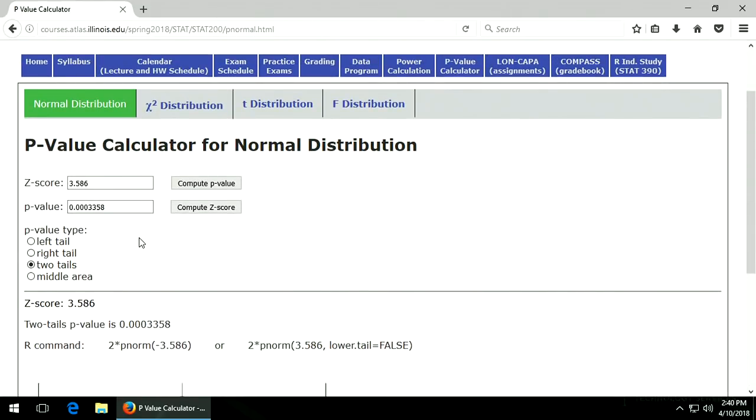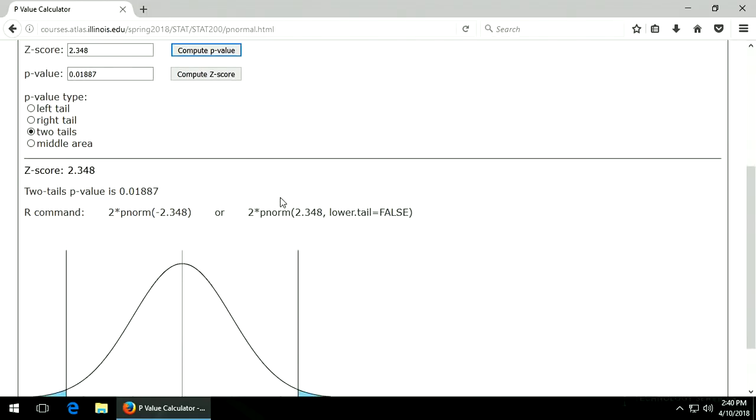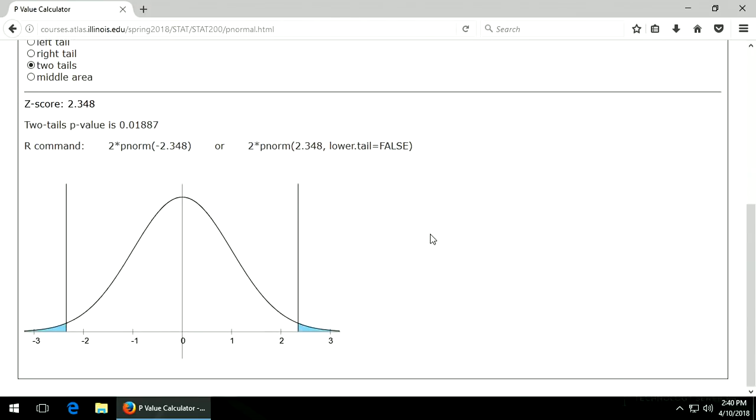All right. And our other one, we could check, our other one was 2.348. We could do that one. 2.348. And there we did do the two-sided. And that's what we got, 0.188.